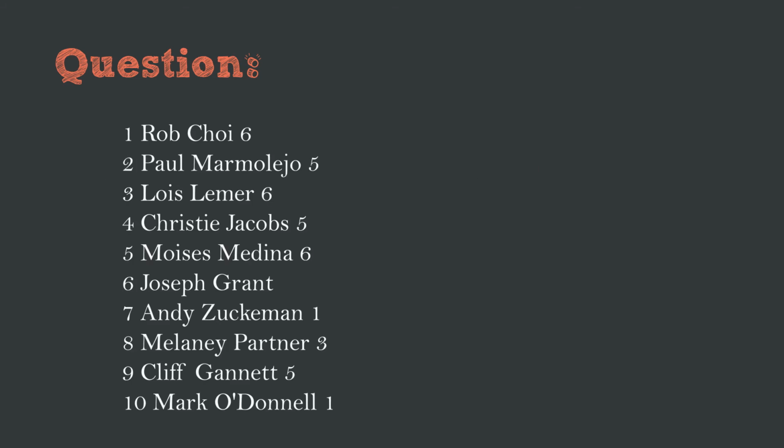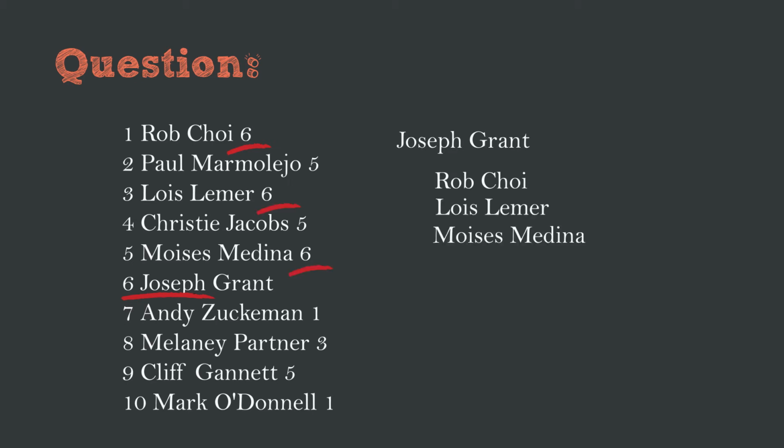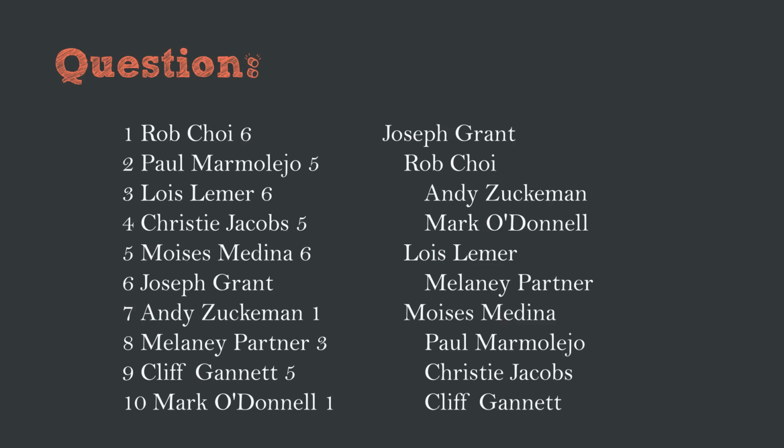This is a sample input file. Rob Choi's employee ID is 1. His report to ID is 6, which is Joseph Grant's employee ID. While Joseph Grant has nobody to report to, he is at the top. Other employees who report to Joseph Grant are Luis Lima and Moises Medina. Here is the sample output file.